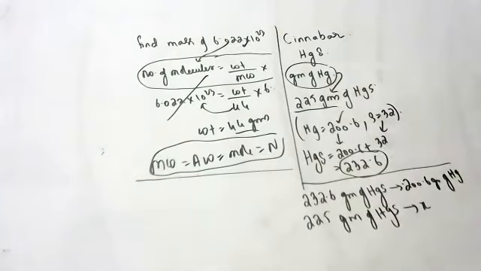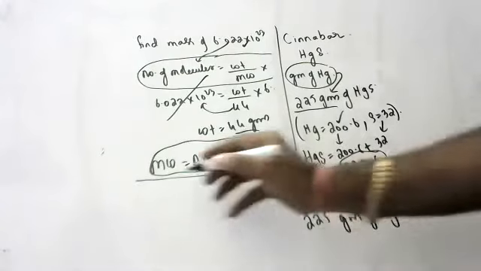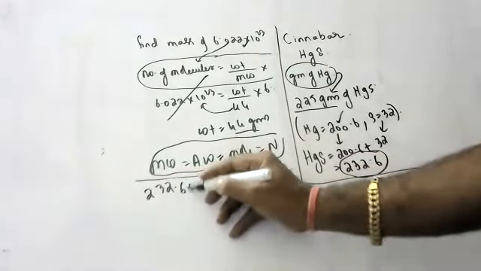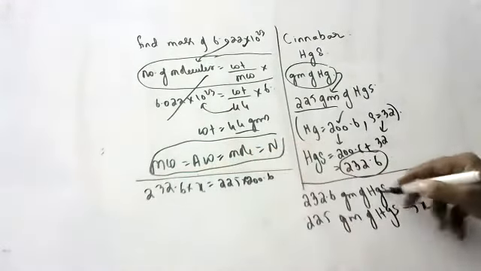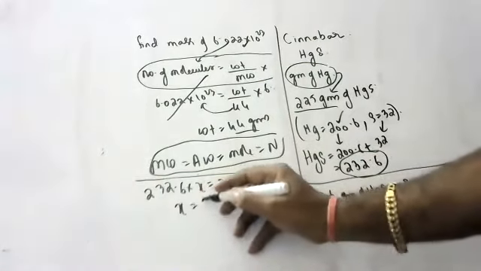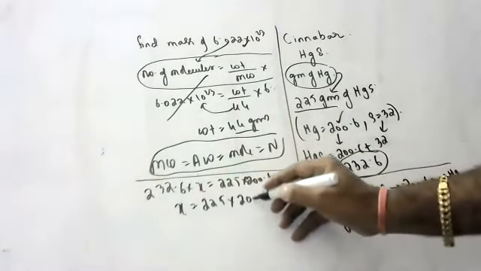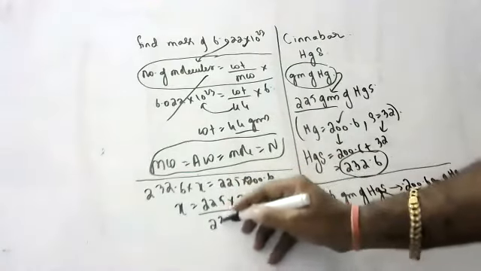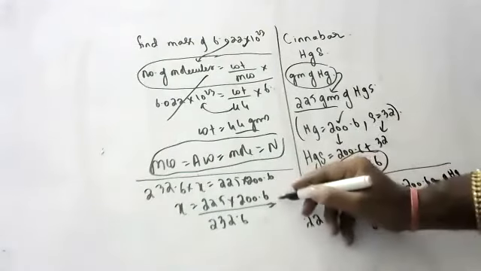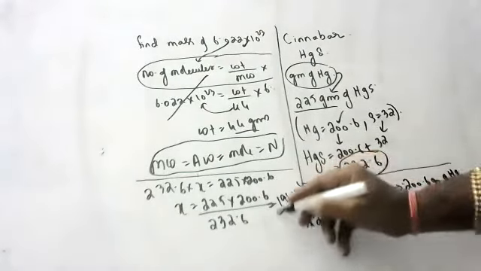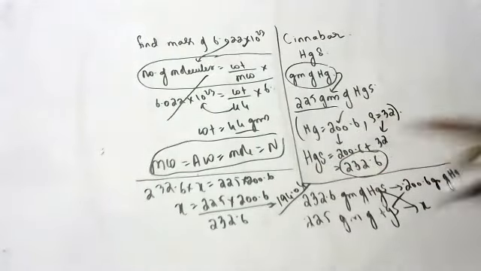Understood, children? 225 into 200.6 by 232.6. Direct unitary method, children. So 232.6 into x is equal to 225 into 200.6, cross multiplication. Now x is equal to 225 into 200.6 by 232.6. Can anyone tell me the calculation or shall I tell? Answer is 194.04 grams.